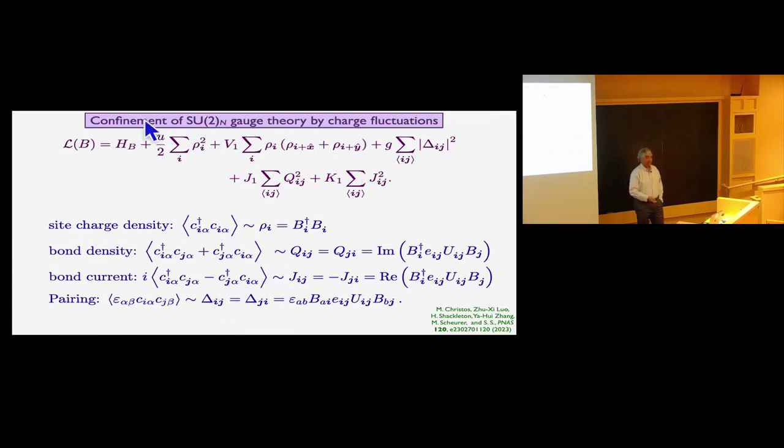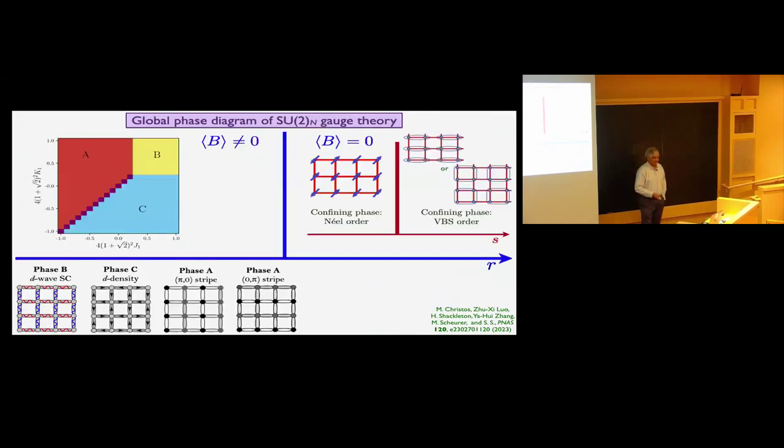And then you go ahead and minimize this with various parameters. And this is the kind of phase diagram you get. So when the Higgs boson is not condensed, then you have just the pi flux phase, which is either Néel or VBS. And when the Higgs boson is condensed, this is the simplest condensation, you get one of three phases. Why are there four?